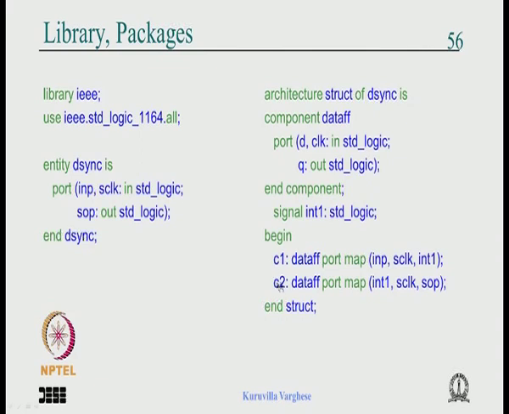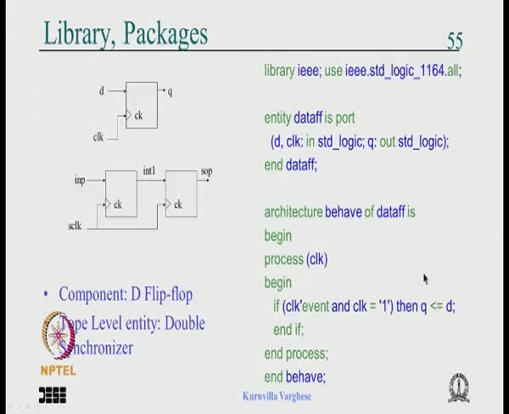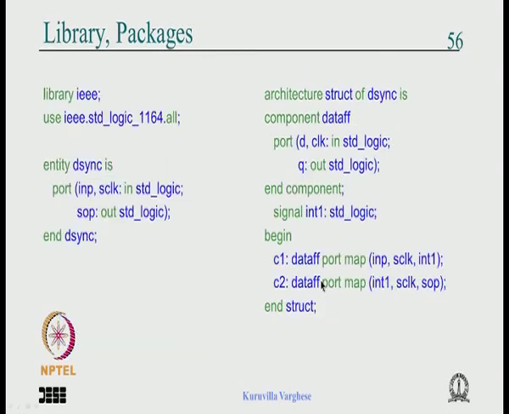In the statement region we have instantiated this data flip flop twice, with input S clock and internal one, then that is connected to the next, with input S clock and SOP. The game is over. Here we have assumed that this particular thing, the component and the top level code, is in one file or in one project.